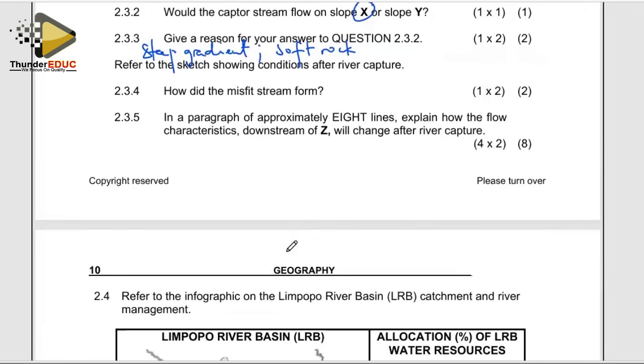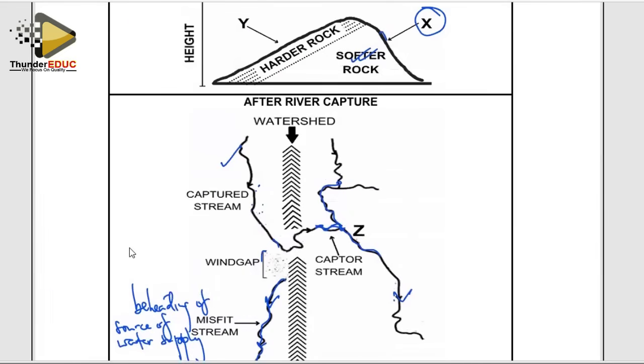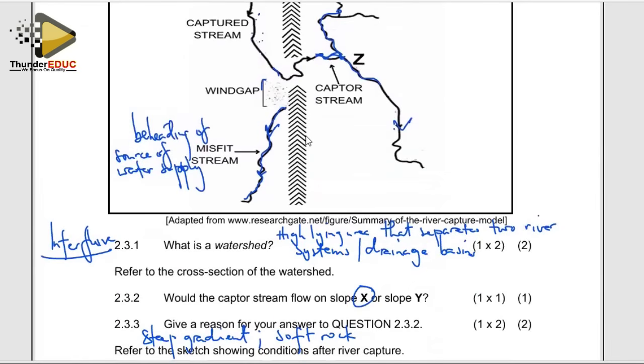In a paragraph of approximately 8 lines, explain how the flow characteristics downstream of Z will change after river capture. Of Z, we are looking at Z stream. Z is now having supply of water from 1 and supply of water from 2. What is going to happen after this? What is going to happen to the features of this river from this point going downwards? Here, what is going to happen?